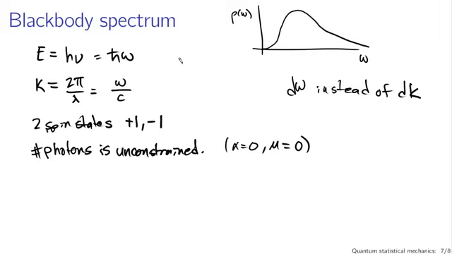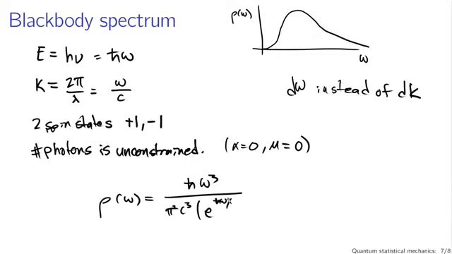If you go through all of this, converting from dk to d omega, using expressions for the energy, allowing for 2 spin states, and setting alpha and mu equal to 0, what you end up with is the formula for the blackbody radiation spectral intensity: h bar omega cubed divided by pi squared c cubed, times 1 over e to the h bar omega over kBT, minus 1.